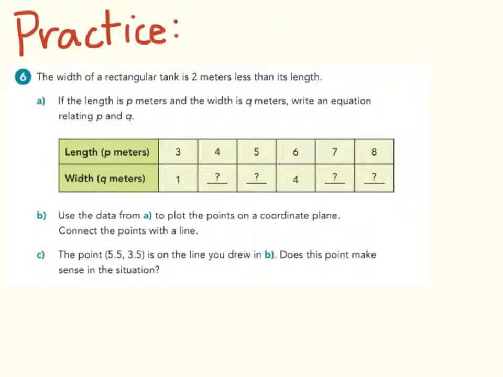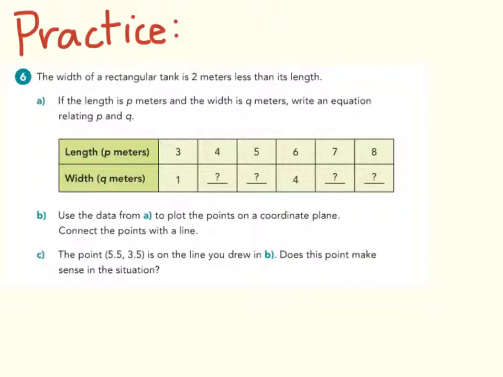All right, folks, we're going to finish up Chapter 8.2 with several problems that require you to use tables and then to plot points on a coordinate plane. It's going to take a few screens to post all these, and I'll talk you through each one before I ask you to work it on your own. Here's number 6. The width of a rectangular tank is 2 meters less than its length. If the length is p meters and the width is q meters, write an equation relating p and q. Then fill in the data points on this table and use that to plot the points on a coordinate plane.